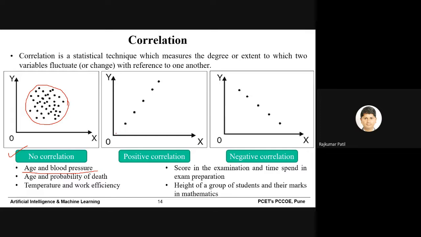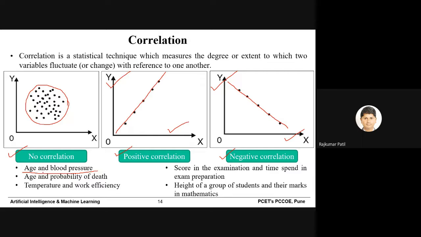If as age increases, blood pressure increases, then we say that there is a correlation, and it is a positive correlation, because as one parameter increases, the other parameter increases. And if as age increases, blood pressure decreases, then we say that a negative correlation is there, because as one parameter increases, the other parameter decreases.